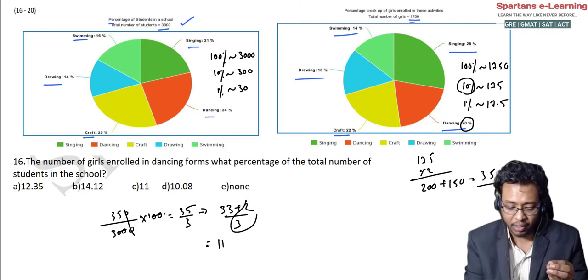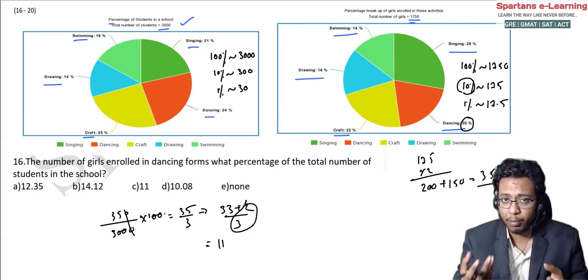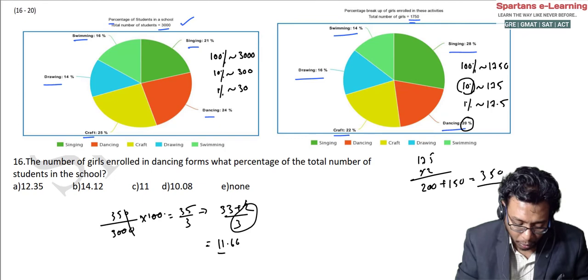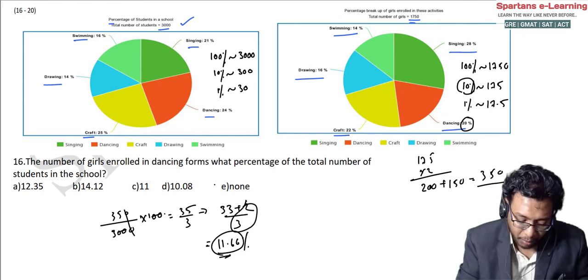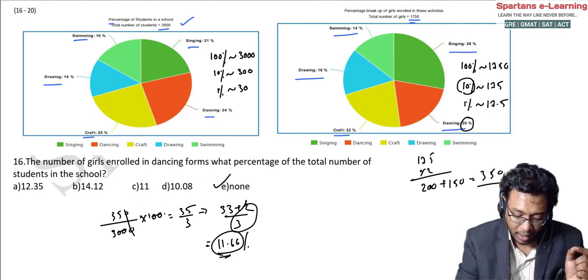I will tell you in percentages about this. 1 by 3 means 33.33. So 2 by 3 will be 66.66%. So it will be 11.66%. So answer will be none here. Exact answer will be 11.66.